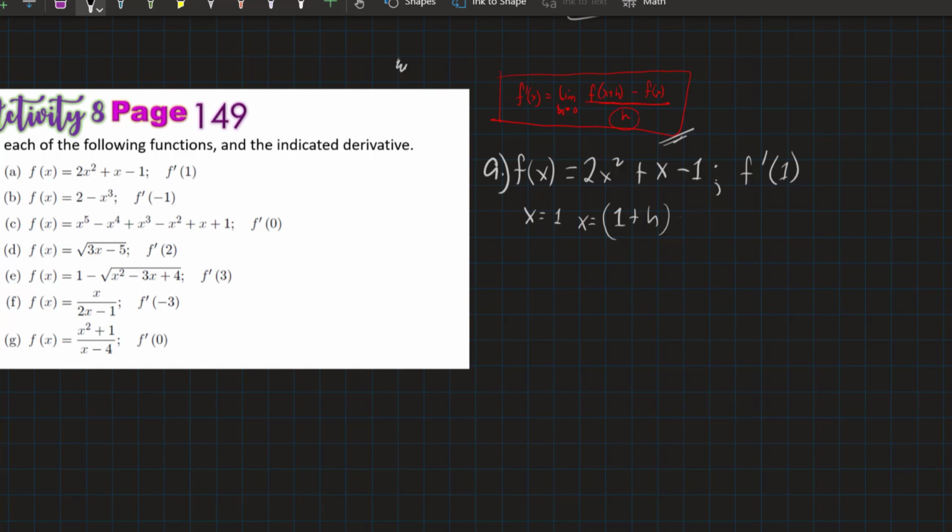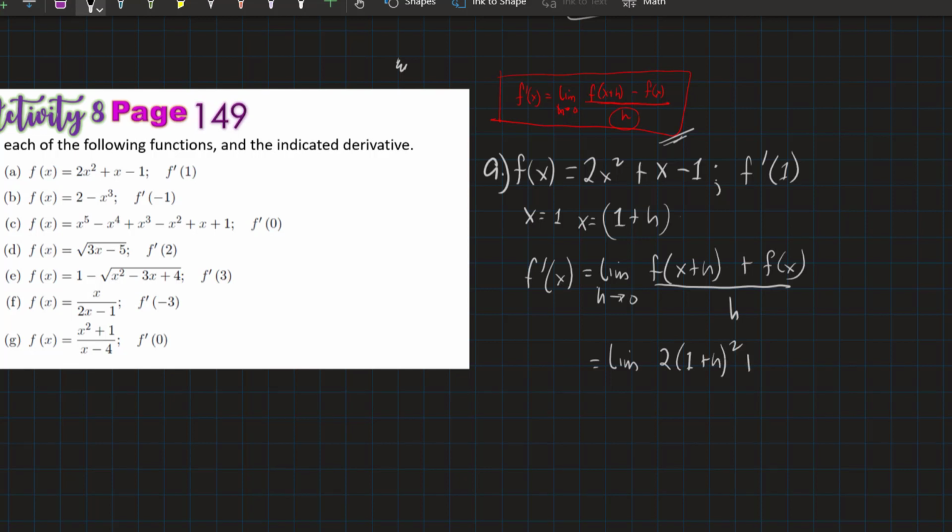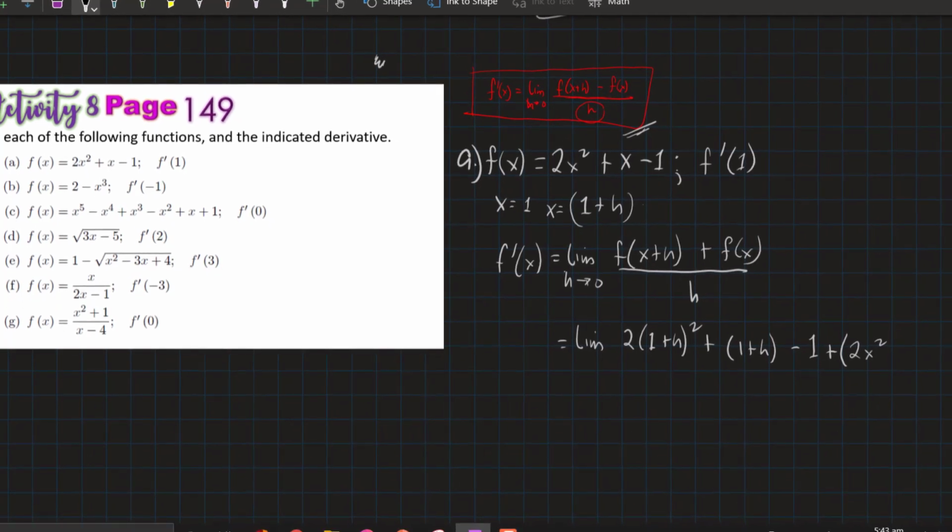Okay? So, that will be f prime of x is equal to the limit of f of x plus h minus f of x all over h as h approaches 0. And then we substitute the limit of our f of x plus h. Ito yung ating f of x. And then lahat ng x's, papalitan natin ng 1 plus h. So this will become 2 times 1 plus h quantity squared plus x. Yung x na to, papalitan natin ng 1 plus h. So this will become 1 plus h minus 1. Minus f of x. Our f of x is 2x squared plus x minus 1 all over h as h approaches 0.